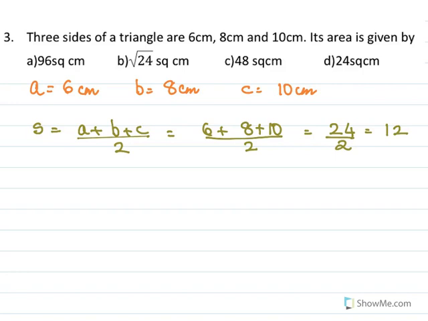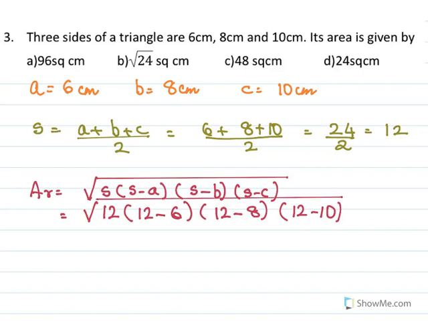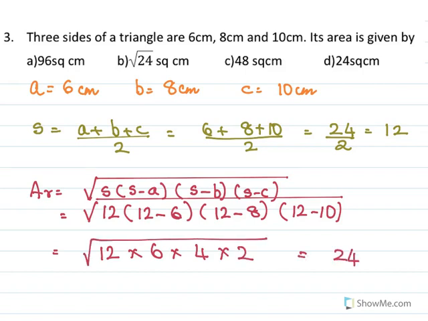Now that we have found the semi-perimeter, we need to find the area. And we know the formula for the area is the square root of S into S minus A, S minus B, S minus C. We know S is 12, then we have 12 minus A, that is 6, 12 minus B, that is 8, and 12 minus 10, that is C. So this is 12 into 6 into 4 into 2. We work this out and the answer comes 24 square centimeter. So the option is 24 square centimeter.